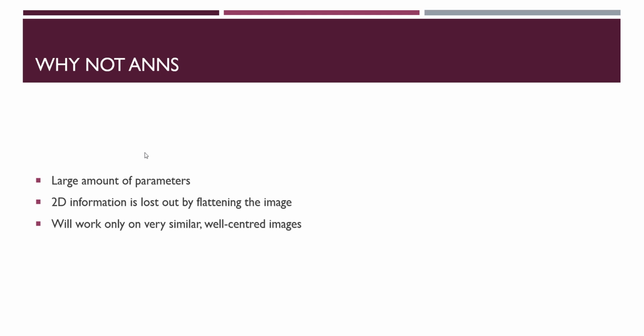Also 2D information is lost as we are going to flatten the image, and these networks work well only on similar well-centered images and not on any type of images. So if the image is shifted in some other picture, then in that case it will not work as well. So on the other hand, CNNs are fault tolerant in that case.